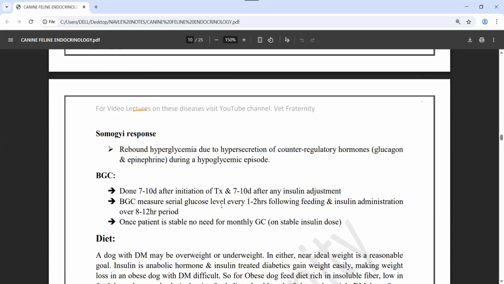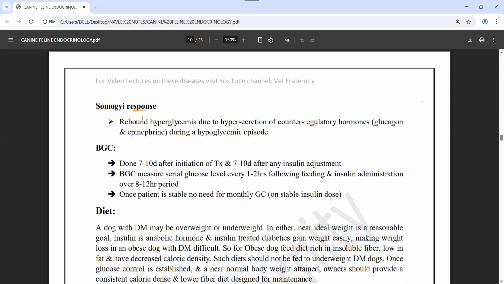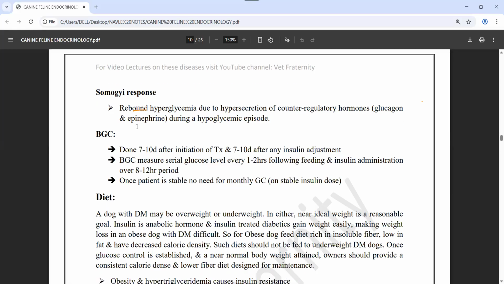There is a term named the Somogyi effect, the Somogyi response. Basically, it's a rebound hyperglycemia due to hypersecretion of counter-regulatory hormones, glucagon and epinephrine, during a hypoglycemic episode. What happens? You have given an overdose of insulin, hypoglycemia happens, and because of that, these fight and flight hormones like glucagon and epinephrine start to get secreted in the body, and they increase glucose production, causing rebound hyperglycemia. So this is the Somogyi effect. This is an important concept you should know.